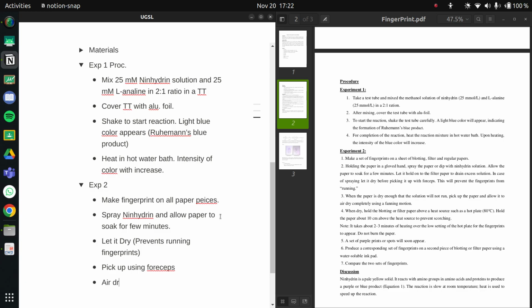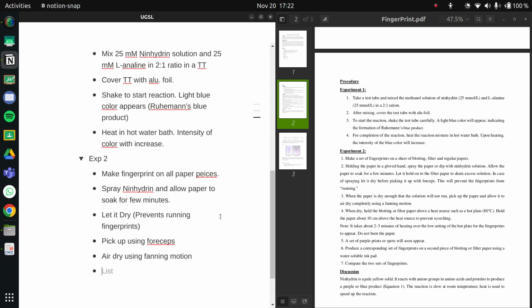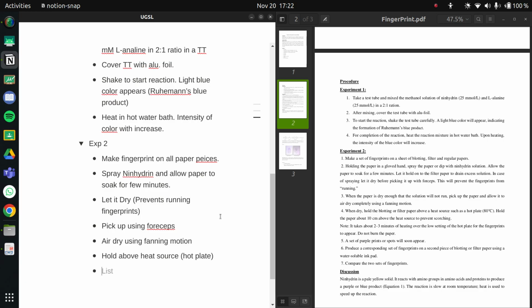Air dry using a fanning motion. Hold above a heat source. So this is where our hot plate comes in. We didn't have a hot plate, more like a hot brick. I don't even know what that thing was. Just a big metal brick. Metal doesn't make bricks, but whatever. So hold the paper about 10 cm above the heat source to prevent scorching.